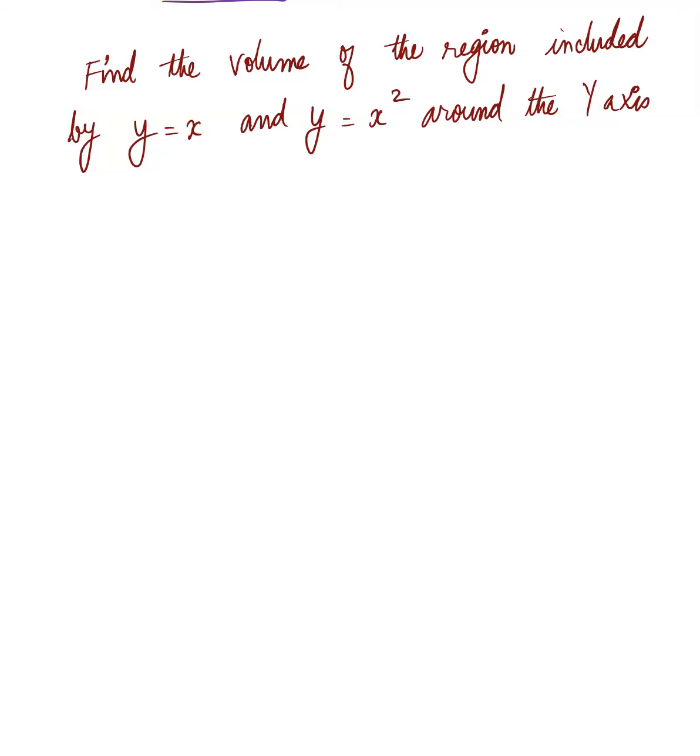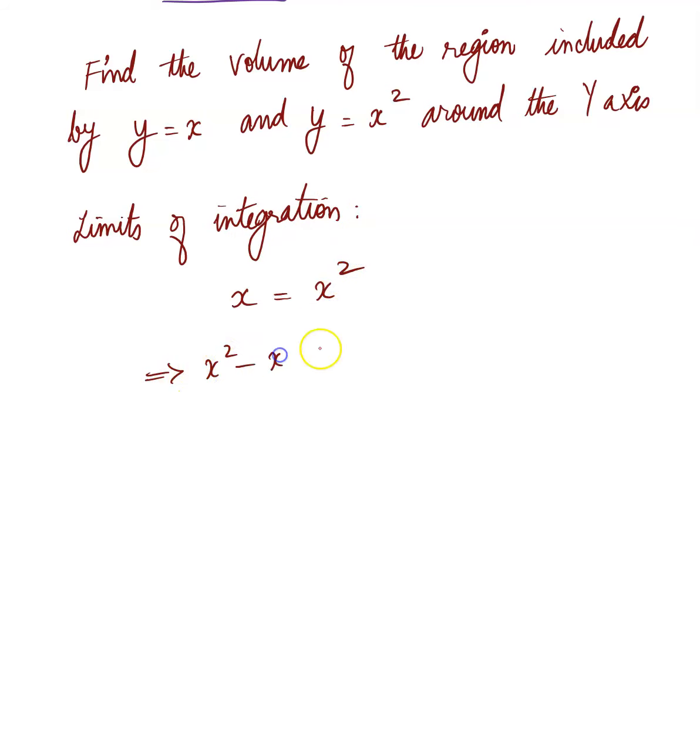So we'll say the limits of integration requires us to set the equations equal to each other. This means x squared minus x equals 0.